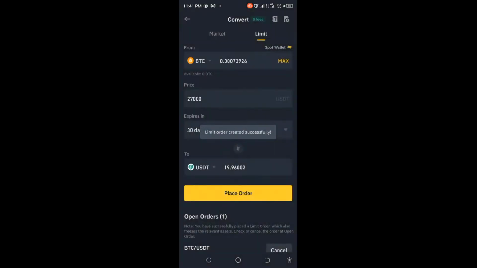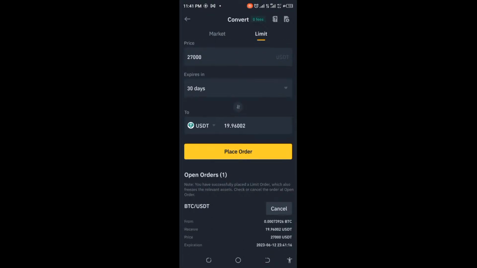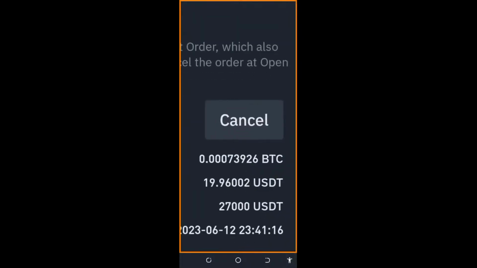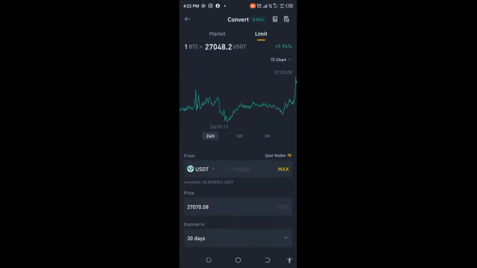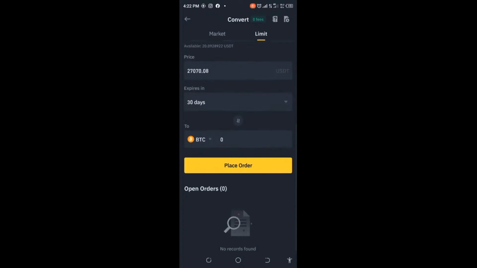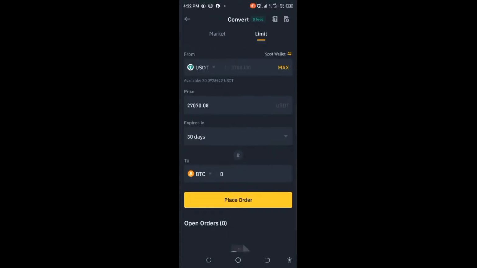So this is supposed to give us 19.96, which is like 10 cents more. Well, let's see how this goes. I'll be back to give you the results. Yes, I'm back, and it has already converted. Okay, so I guess you're seeing how to do this conversion by limits, right? Because I'm not doing conversion directly, because if you do conversion directly, it's going to give you the market price. Okay, so right now it has hit 27,000 and it's already converted.